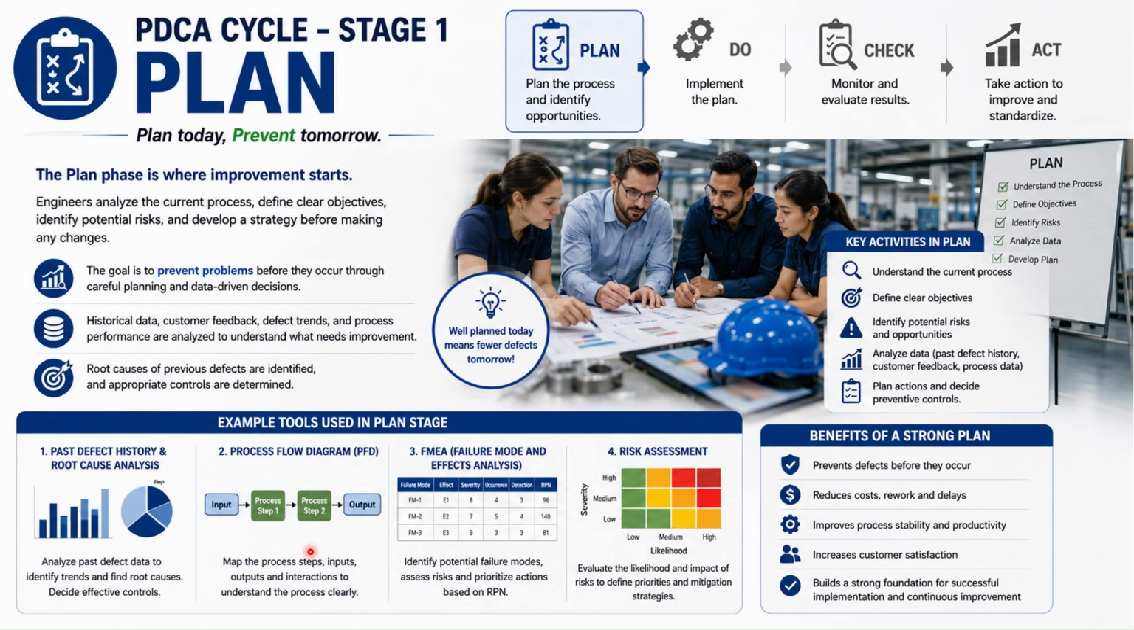Teams review historical defect data, customer feedback, process performance, and previous quality issues to identify the root causes of recurring problems. Once the causes are understood, they define the necessary process controls to eliminate or reduce those risks. This stage typically involves quality planning tools such as process flow diagrams, failure mode and effects analysis, risk assessment, and historical defect analysis. A strong plan lays the foundation for a stable process and consistent product quality.